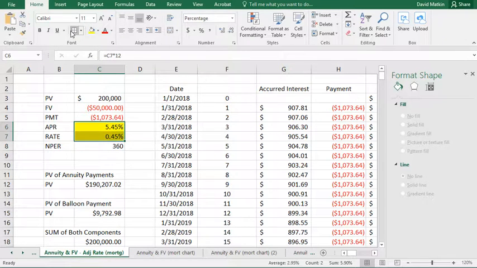But this 5.45 APR explains the relationship between 200,000 and these future flows, given these two flows, we'll get to zero after the 360 time periods.